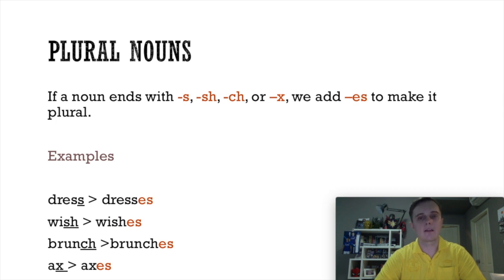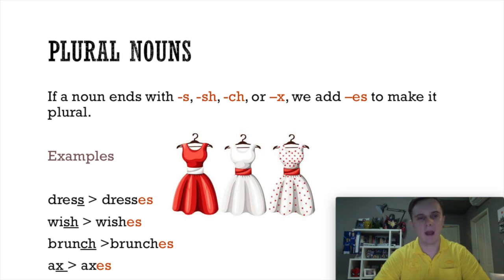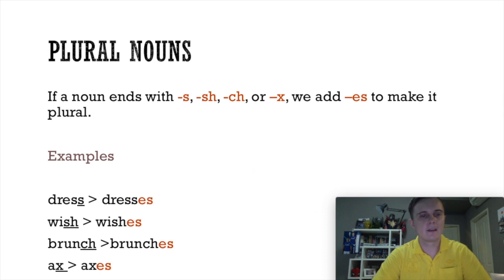If a noun ends with the letter s, or a sh, or a ch, or an x, you don't add s, you add es to make it plural. So the noun dress, the last letter in dress is an s. So I don't add another s to make that plural. That would be like dresss. We don't do that. That doesn't mean more than one. We add es. So dresses, like I don't have, but maybe you, if you're a girl, maybe you have 5 dresses.